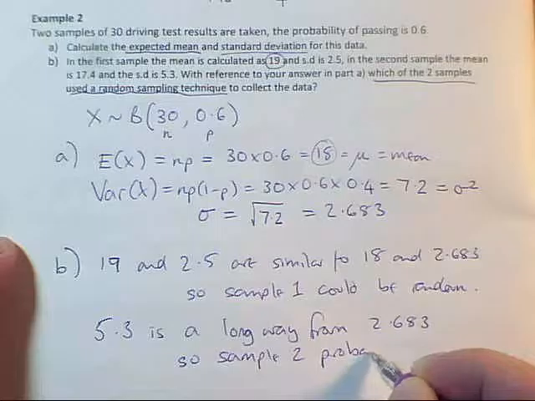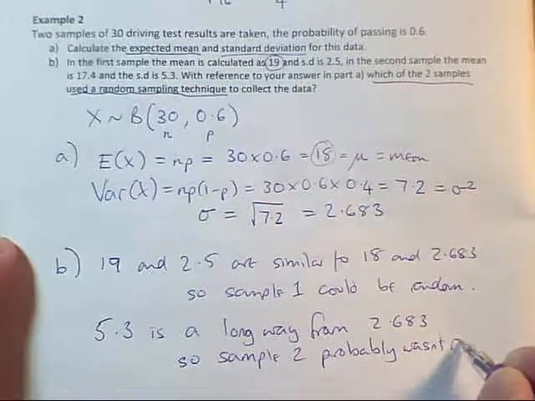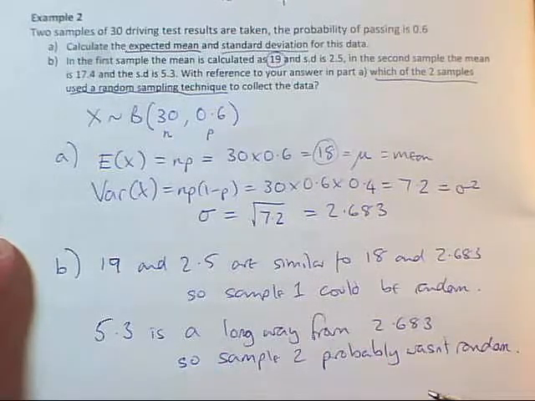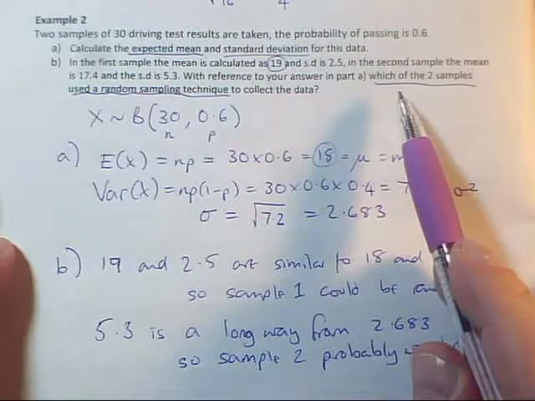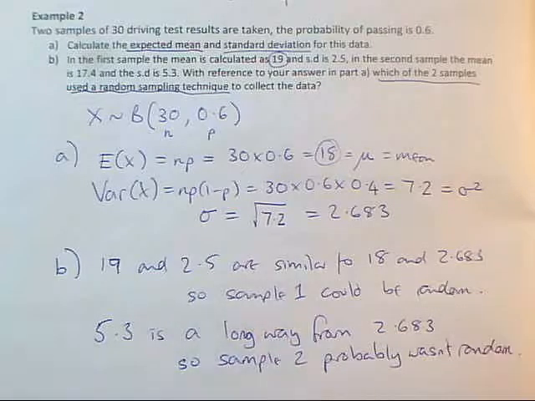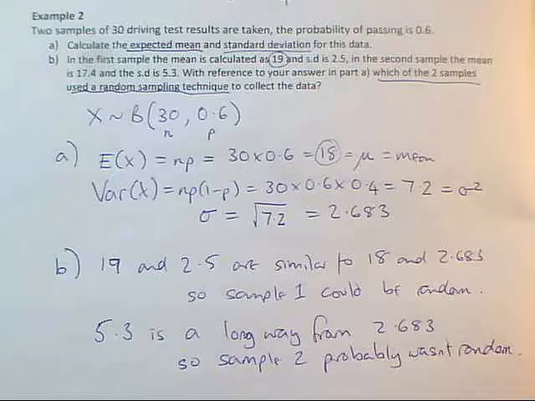probably wasn't random. I mean, possibly it was, and the results took place by chance, but from the data I've got, that seems like the most reasonable conclusion. And the question very clearly hints that one was a random sample, the other one wasn't. So I would very much bet on sample 1 being the random one and sample 2 not being.